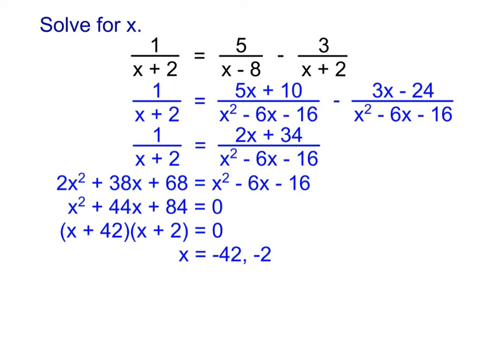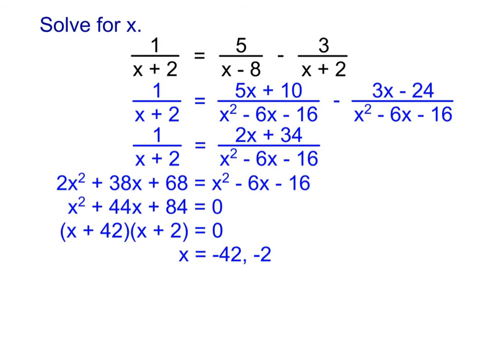Now, a little bit of a sidestep here. I want to bring something to your attention, but it's not something that I'm going to be expecting you to do and use today. But I at least want to put it on your radar. One of these two answers works, and one of these two answers actually does not work. Technically, that negative 2 is an extraneous solution.